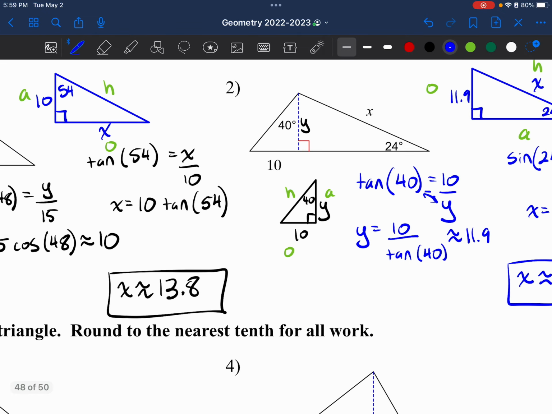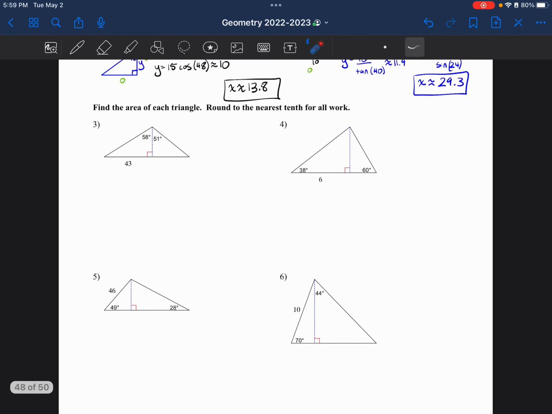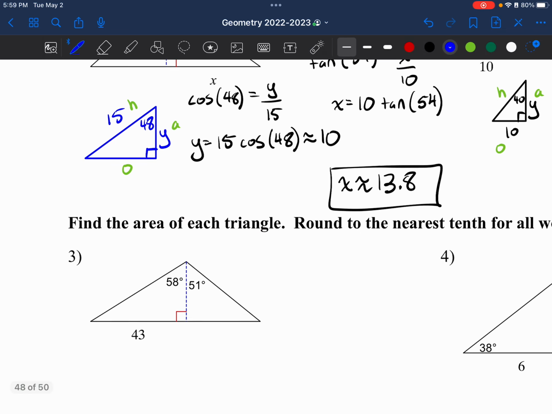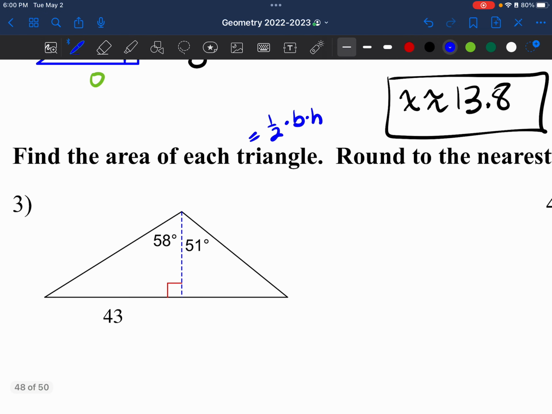So 3 is the first multi-step problem. To do our multi-step problem, we need to find the area. This is the key difference between the first 2 problems and these last 4 problems. So in order to find the area of a triangle, remember your formula. The triangle area is equal to 1/2 times the base times the height. So we need the entire base, and we need the entire height.